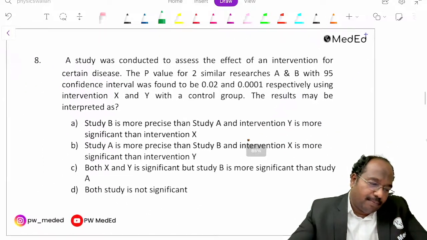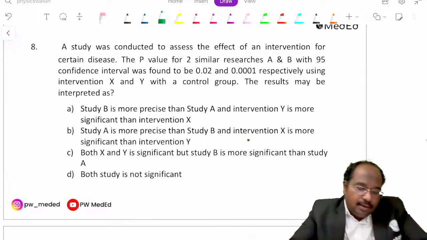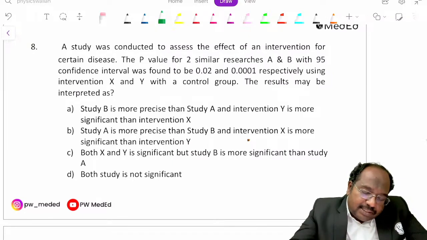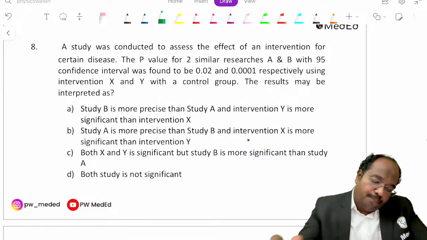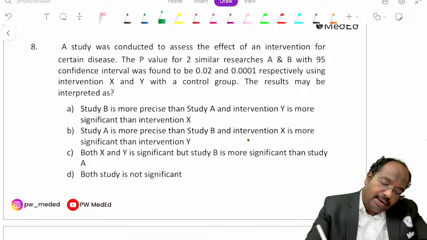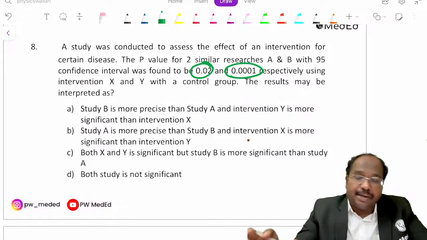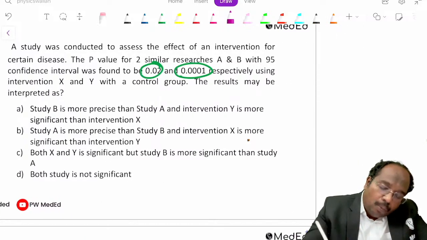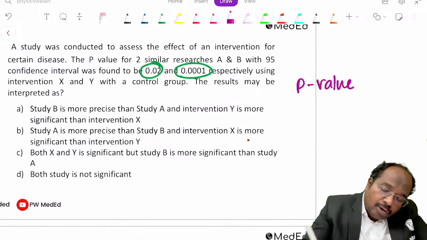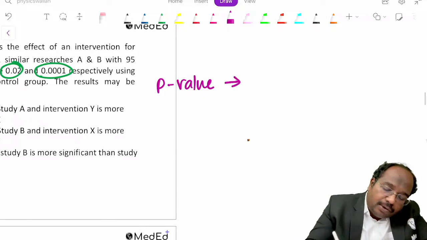Again a question from biostatistics. What is the answer here? A study was conducted to assess the effect of a certain disease. P-values and a 95% confidence interval they have given: 0.02, 0.001. Which one is the interpretation? So two groups we have. What is the interpretation they are asking? Look here. What is p-value?